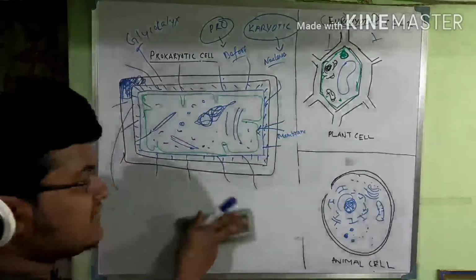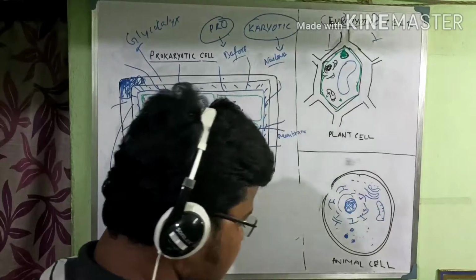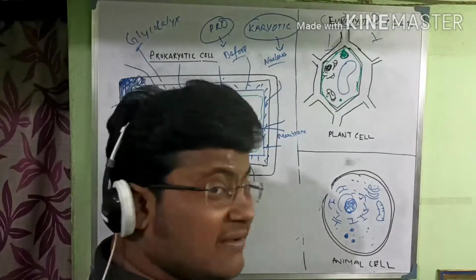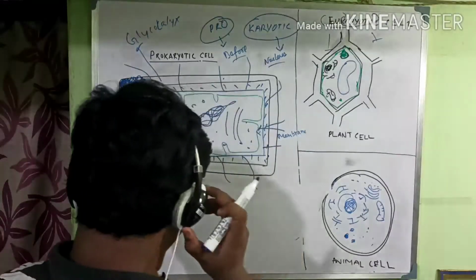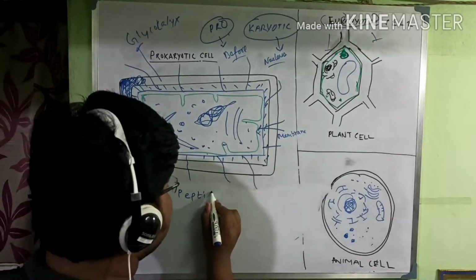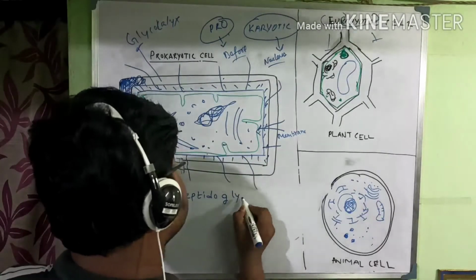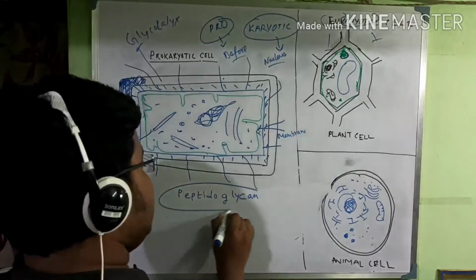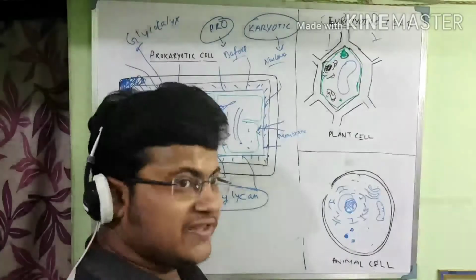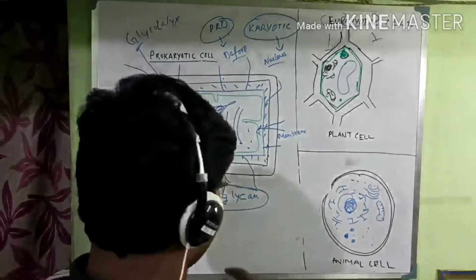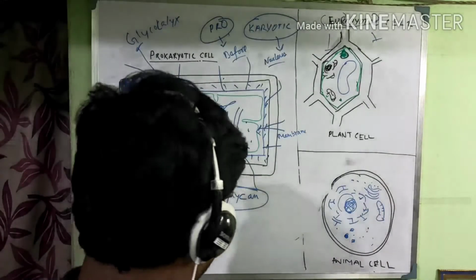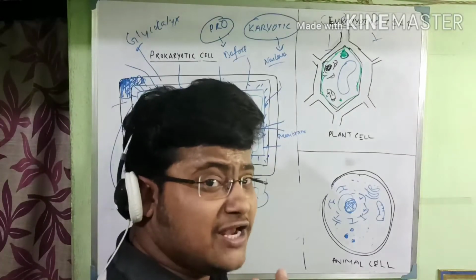So now let's move to the cell wall. The bacterial or prokaryotic cell wall is made up of a chemical substance known as peptidoglycan. When you study the bacterial cell, you have to know the bacterial cell wall composition, that is the peptidoglycan. And peptidoglycan is made up of two chemical compounds.